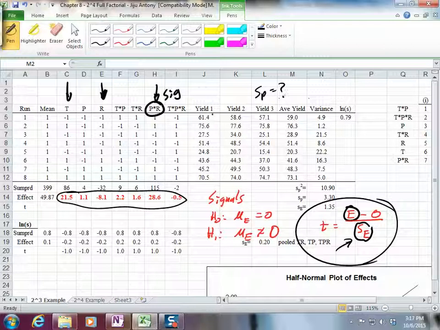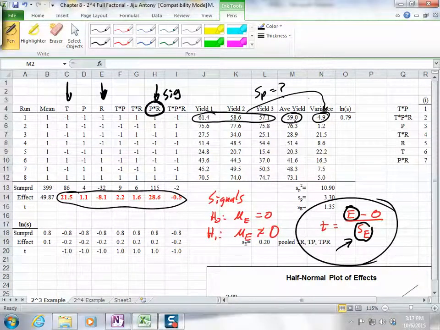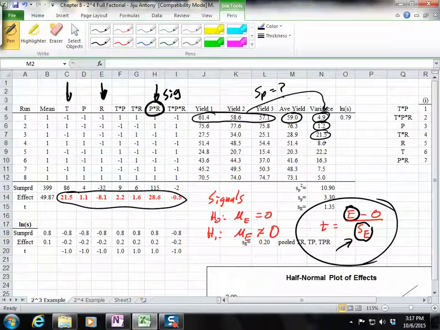So those 3 points, I can calculate an average. And instead of the standard deviation, I can calculate the variance. In Excel, it's VAR, right? How do we calculate that? That's (61.4 minus 59) squared plus (58.6 minus 59) squared, and so forth, divided by 2. Okay, that's the variance calculation. I can calculate that for each run.